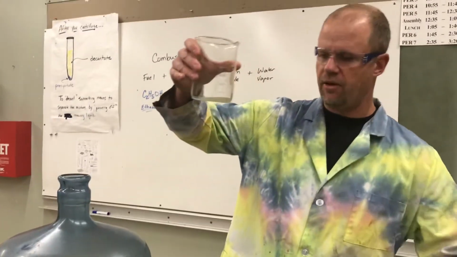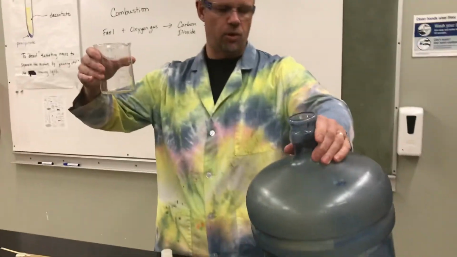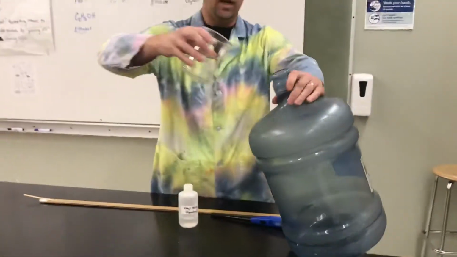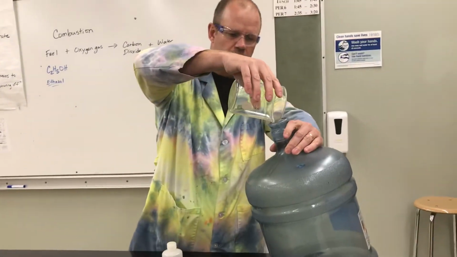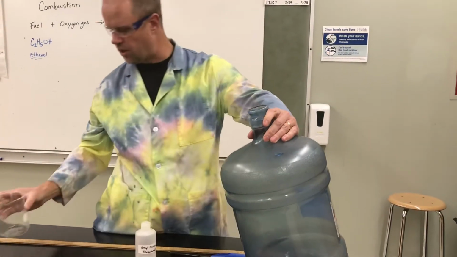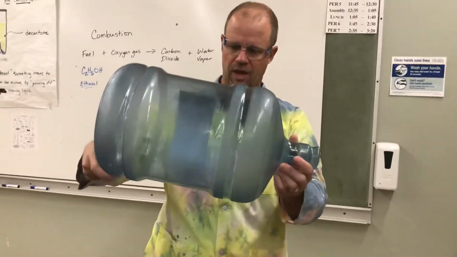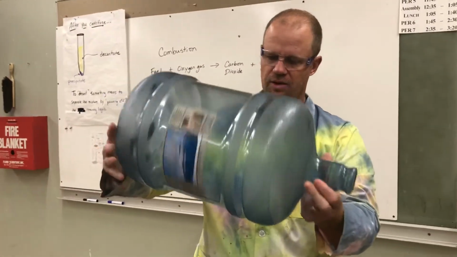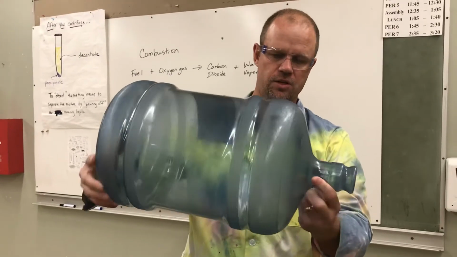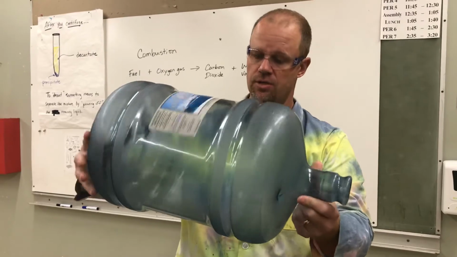So I'm going to take that now, and this is very similar to the bottle rocket we did at the beginning of the year. I'm going to pour it into this giant water jug. Okay, and what I really want to do is I want this ethanol to mix with the oxygen that's already in here. And we've talked before how the oxygen that's in this, there isn't as much as you think. Okay, oxygen is kind of limited. There's only about 20% of the air that's in there is actually oxygen.